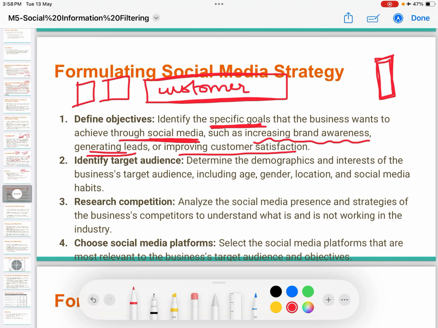Second is identify the target audience. Determine the demographics and interests of the business's target audience, including age, gender, location, and social media habits. So identify who the target audience are, whether they are young or old, and what the gender is. If it is a makeup brand, maybe the gender will be female.